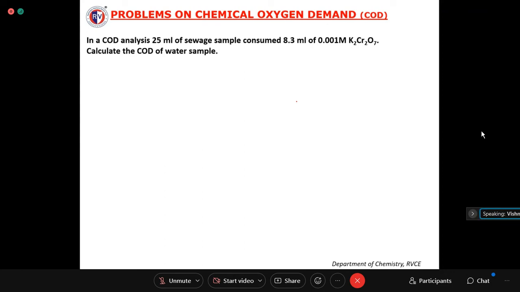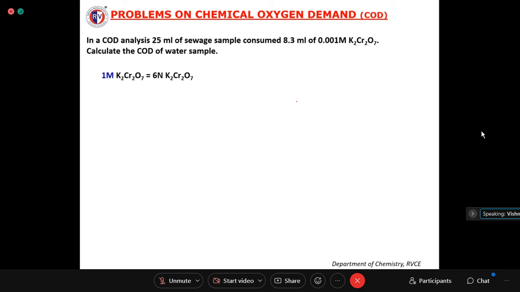In the blank titration and back titration, what you will do is blank minus back. That will give you the volume of FAS consumed in terms of K2Cr2O7. But here I have directly given it. That is V1 minus V2 itself, 8.3. I have clearly mentioned it. And one small correction is there in this problem.